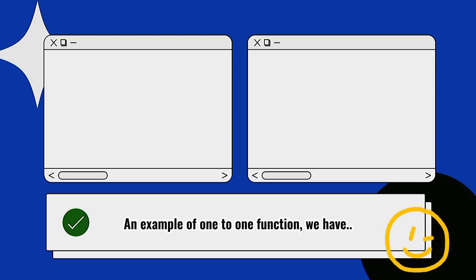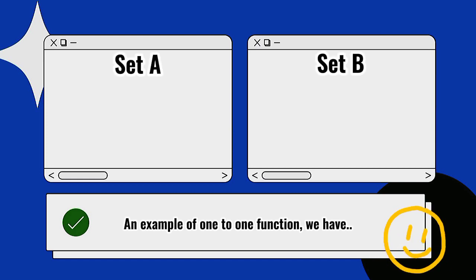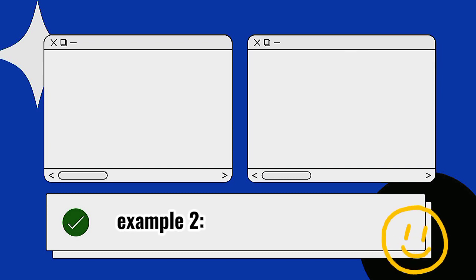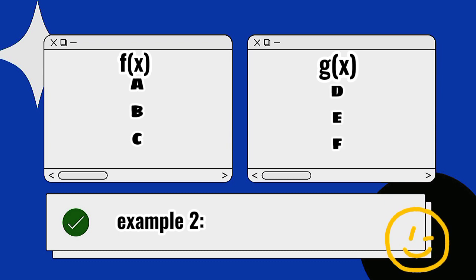An example of a one-to-one function: we have set A and set B. In set A, we have the numbers 2, 4, and 11. In set B, we have 5, 6, and 9. We will see here that each number has a partner. Another example of a one-to-one function: in f of x, we have A, B, and C. In g of x, we have D, E, F.